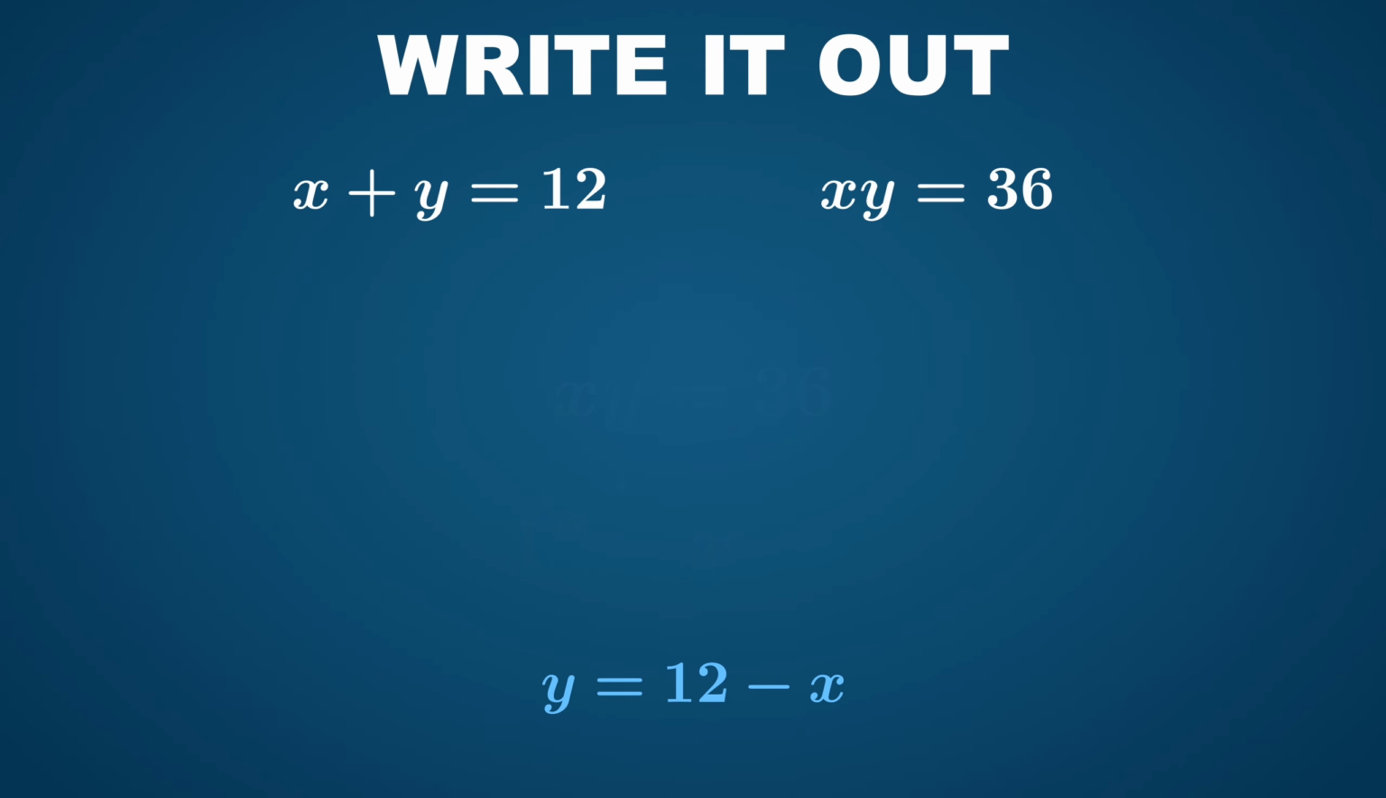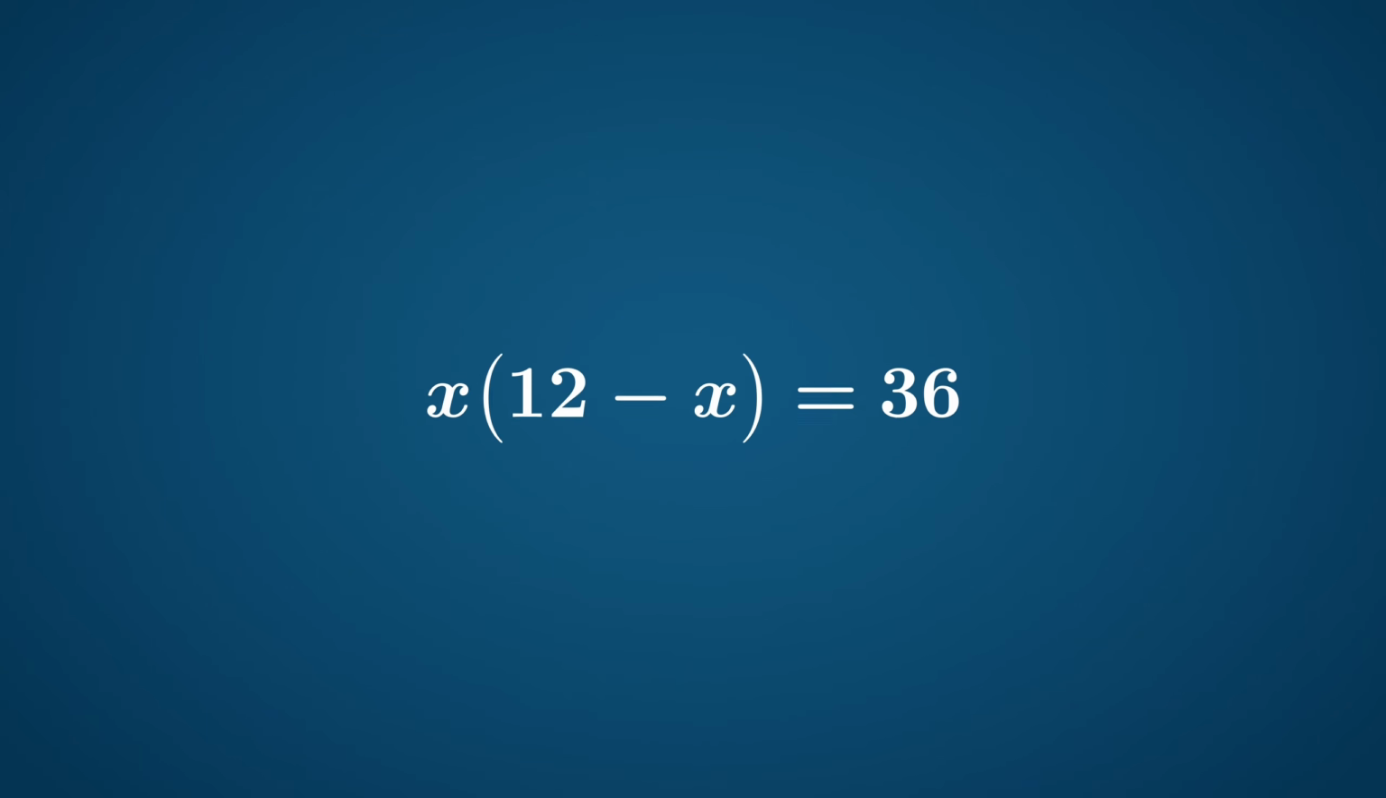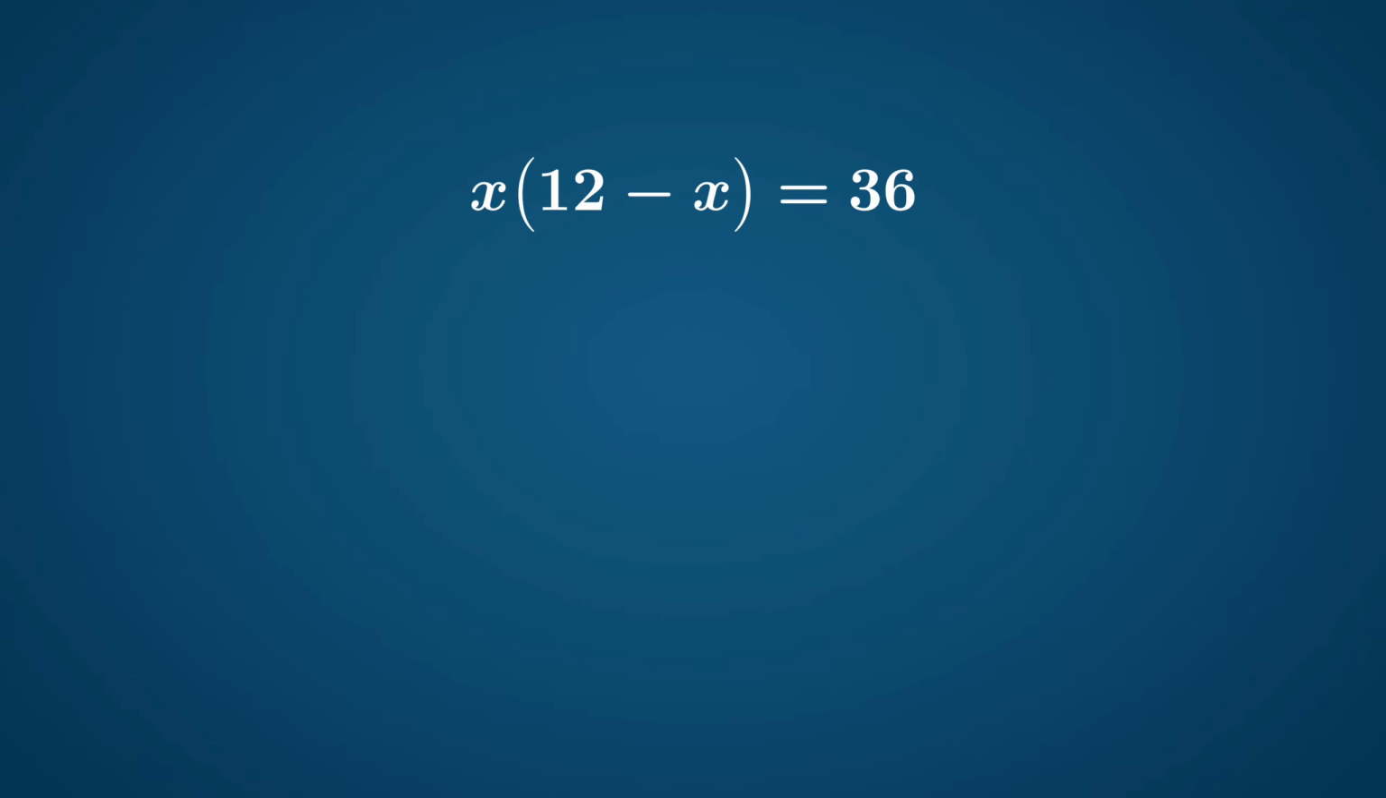Let us write out what this substituted equation looks like on paper. We start with the variable x on the outside of a set of parentheses. Inside the parentheses, we write our substituted expression 12 minus x. We close the parentheses to show that x multiplies the entire quantity. This entire product is then set equal to the number 36. We have now successfully created an equation with only the variable x. This single variable equation is something we can solve directly.